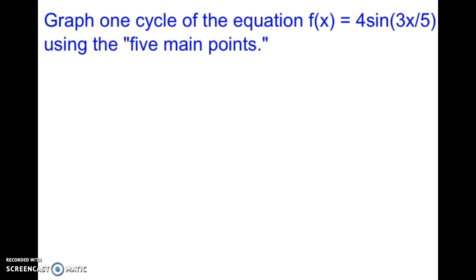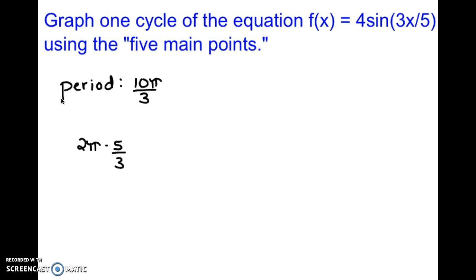It says graph one cycle of the equation f of x equals 4 sine of 3x divided by 5, using the 5 main points. I really stressed using the 5 main points because they follow a pattern. If you remember what we did yesterday, the first thing we found was the period. The period is always 2 pi divided by b. In this case, b is 3/5. So 2 pi divided by 3/5 is the same as 2 pi times 5/3. So I end up getting 10 pi over 3. So 10 pi over 3 is my period.